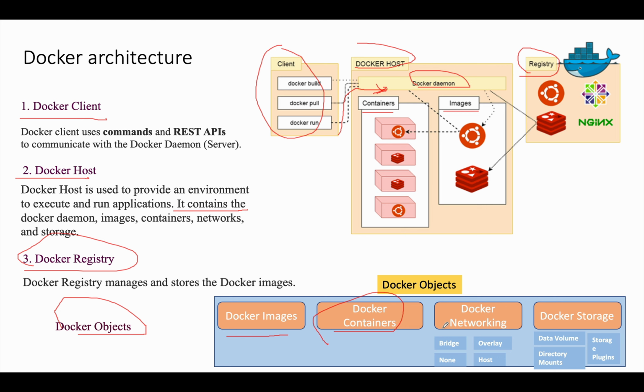And Docker networking. There are many different types of Docker networking, such as bridge, overlay, and host. And Docker storage: we can use Docker data volumes, data volume directory mounts, or storage plugins to connect to an external storage provider.